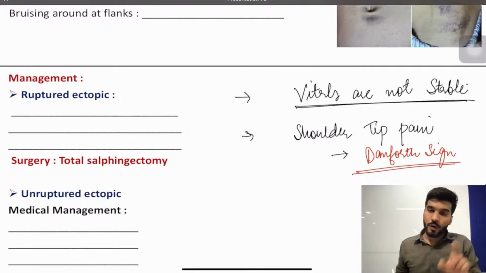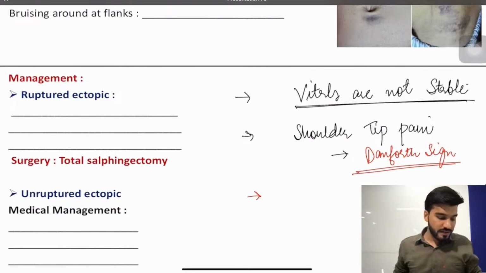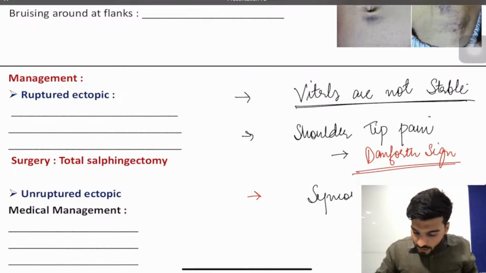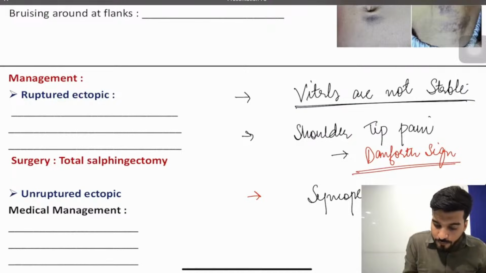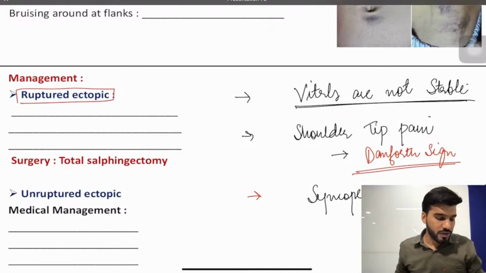Very good. I've already told you that due to hypovolemia, cardiac output is decreased, due to which the blood pressure is decreased, and cerebral perfusion is decreased. That's why a patient will also complain of syncope. So syncope and shoulder tip pain are the classical features of which type of ectopic pregnancy? They are the classical features of a ruptured ectopic pregnancy.